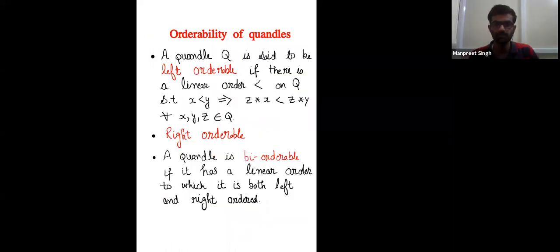So next, we will move to the orderability of quandles. A quandle is said to be left orderable if we can define a strict linear order on the set Q such that if x is less than y, then z * x is less than z * y for all x, y, z in Q. Similarly, we can define right orderability, and we say a quandle is bi-orderable if there exists a linear order that is both left and right ordered.